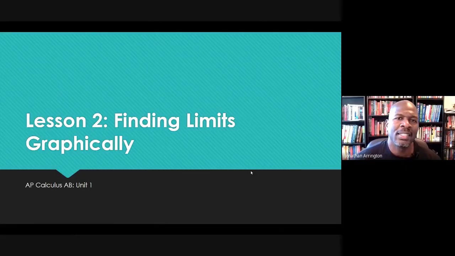Okay, greetings calculus students. Welcome back and welcome to lesson number 2. So today's lesson is all about finding limits graphically. So yesterday we looked at finding limits from a numerical method, looking at tables. Today we're going to investigate finding limits looking at graphs. So from a graphical standpoint.